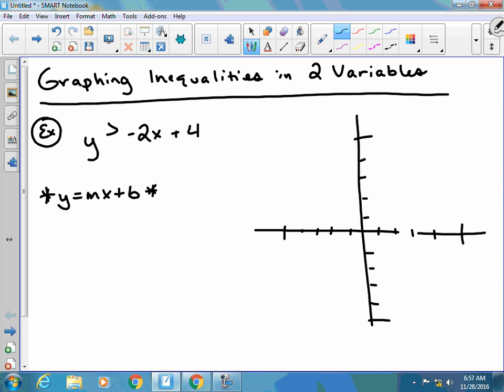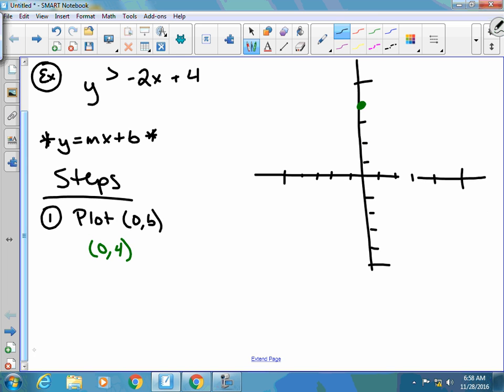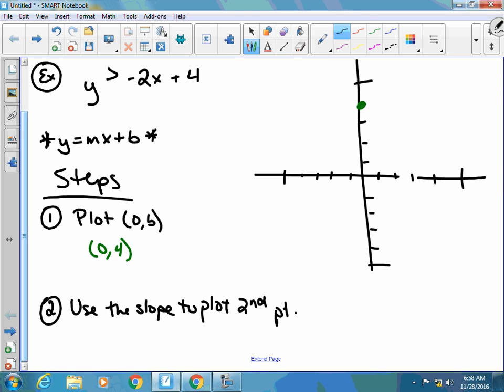So the first thing I am going to do, I'm going to plot that 0 comma b like normal. So in our case, 0 comma 4. My second step, like normal, is going to be use the slope to plot a second point. So our slope is negative 2 over 1.